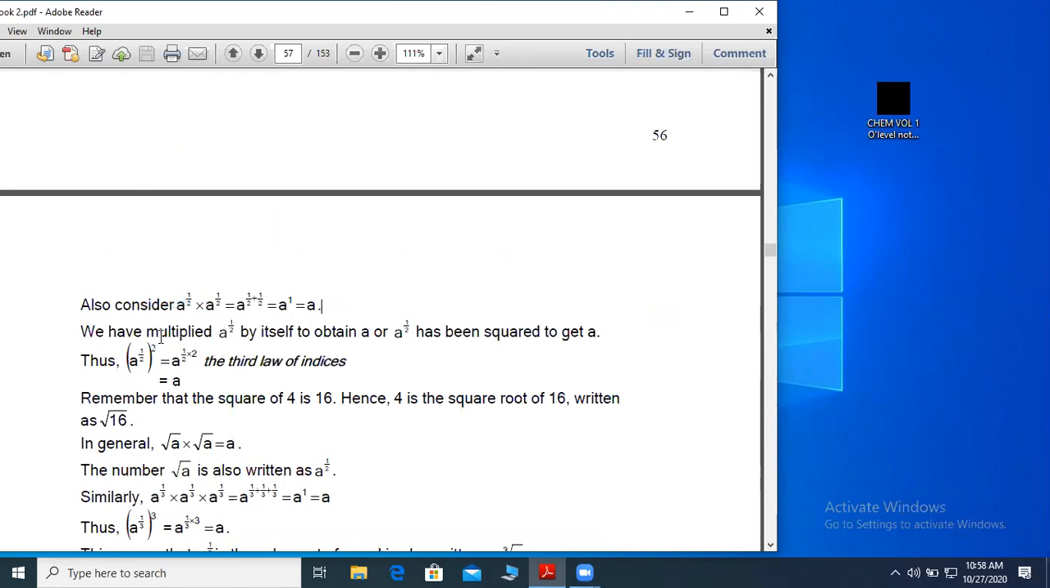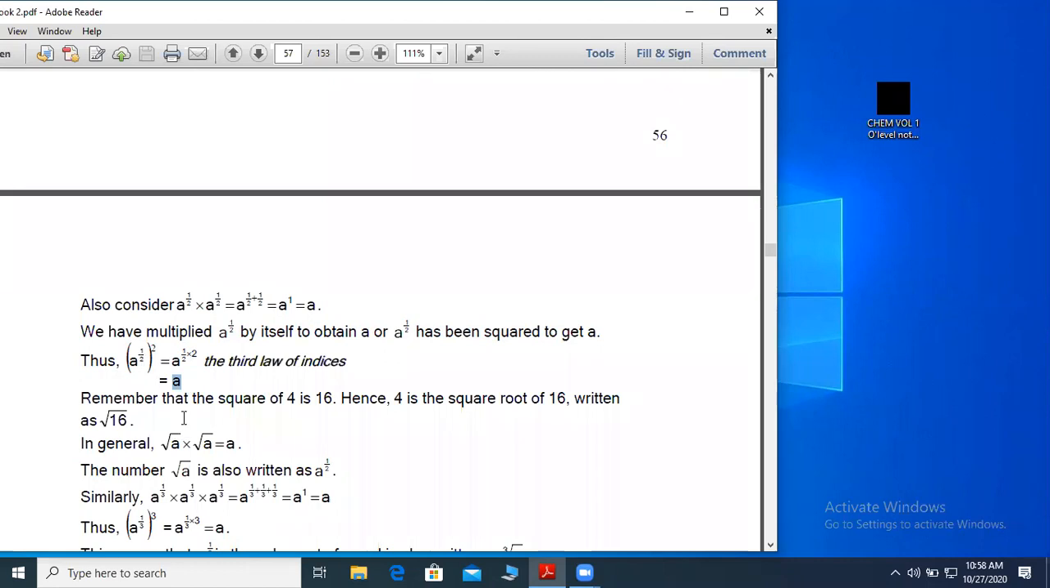Now, we have multiplied a to power a half by itself, or a to power a half has been squared to get a. That's what it means. Now, a to power a half again to power 2. Here it means we have 2 powers. The first power is a half and the second power is 2. So the answer is a half times 2. And this gives us the third law of indices, that a to power a half squared is the same as a.